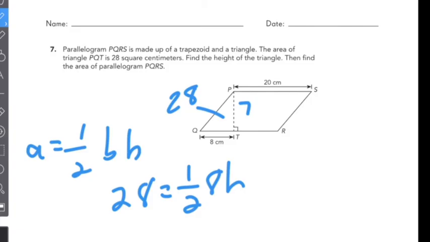Now it says the area of the parallelogram, so we already know that the bases right here and here are going to be 20. So it's base times height. And when you figure out base times height, you'll be able to solve that very easily.